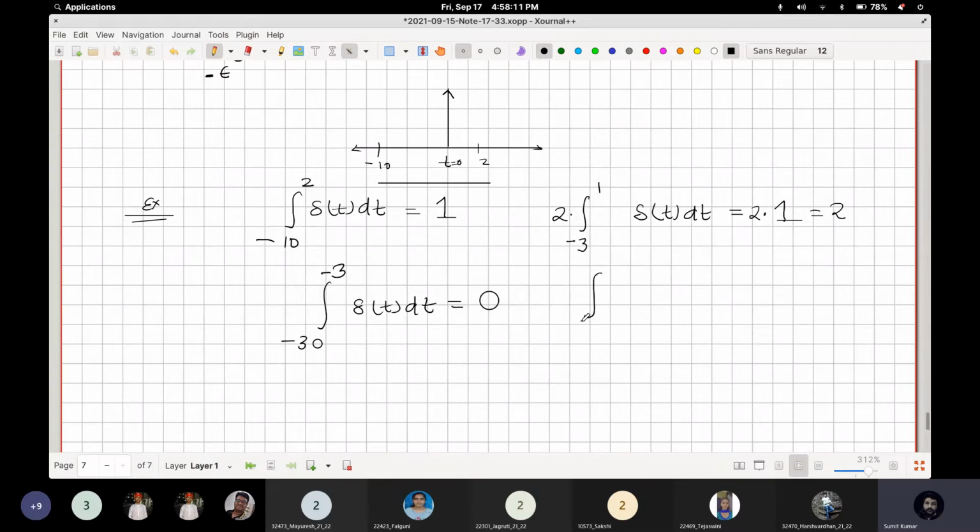Let me ask you a similar question. Let's say 2 to 20, delta t dt. What is this going to be equal to? Can anybody tell me? Zero. It's also going to be 0 only, isn't it? Because between 2 and 20 you again don't have 0 there. So this is going to be 0. Okay, I hope that this is clear to all of you.